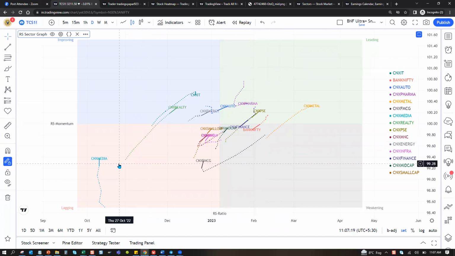Now you can see some trails. This trail means 6 days of lagging, given how they have been moving. 6 days ago media was here. Now it is slowly improving from lagging, the media sector is moving towards improving. It is not in the improving quadrant right now, but probably it might go one day. Similarly, we'll see realty. Pharma is still in the leading category, vis-a-vis every sector. This is the current plot on the daily time frame.